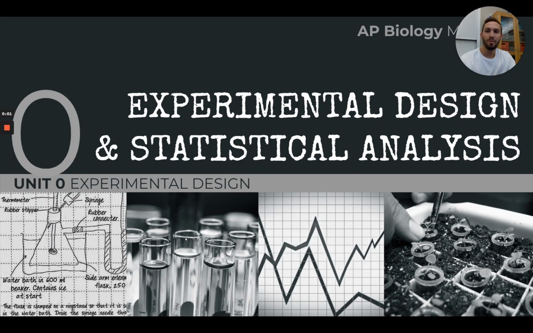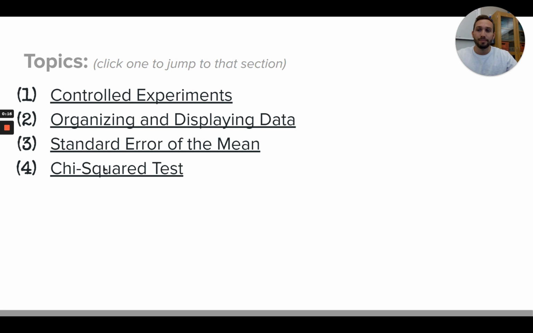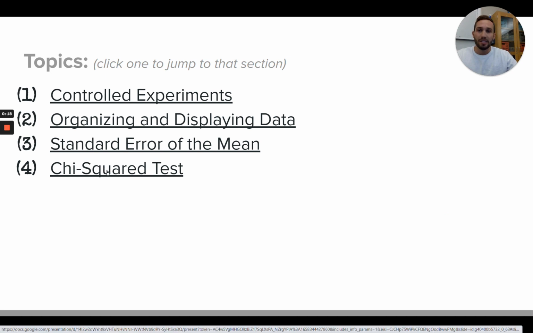Hello, students. We have finally made it to the last topic of Unit 0, which is what we're going to be discussing and going over in this video, and Topic 4 of these notes. Topic 4 is on something called a chi-square test.